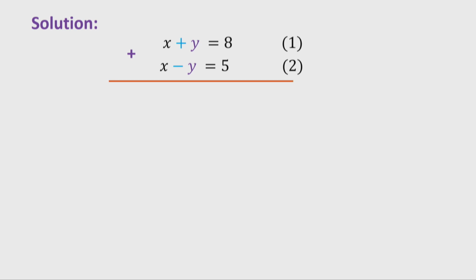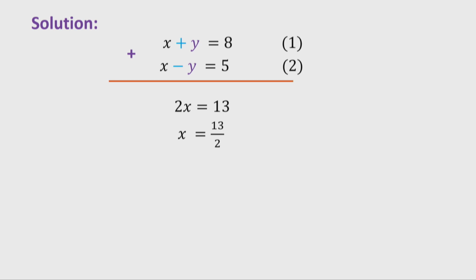Now x plus x will give me 2x. y plus minus y will give me 0. 8 plus 5 will be 13. So we have 2x equal to 13. And x will be 13 over 2.